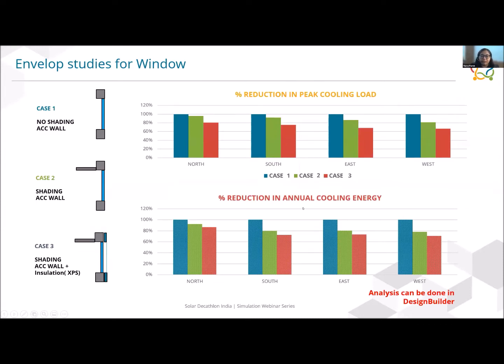The next step after the shading design is to understand that shading, like an envelope or say insulation, would have an impact on your cooling loads, in reducing your peak cooling loads or annual cooling loads. The image on the left shows window shading options for a south facade. The options are single glazing options with and without shading. There are three options. The first case is no shading with only AAC wall. The second case is shading with AAC wall, and the third case is shading plus 25 mm of insulation.